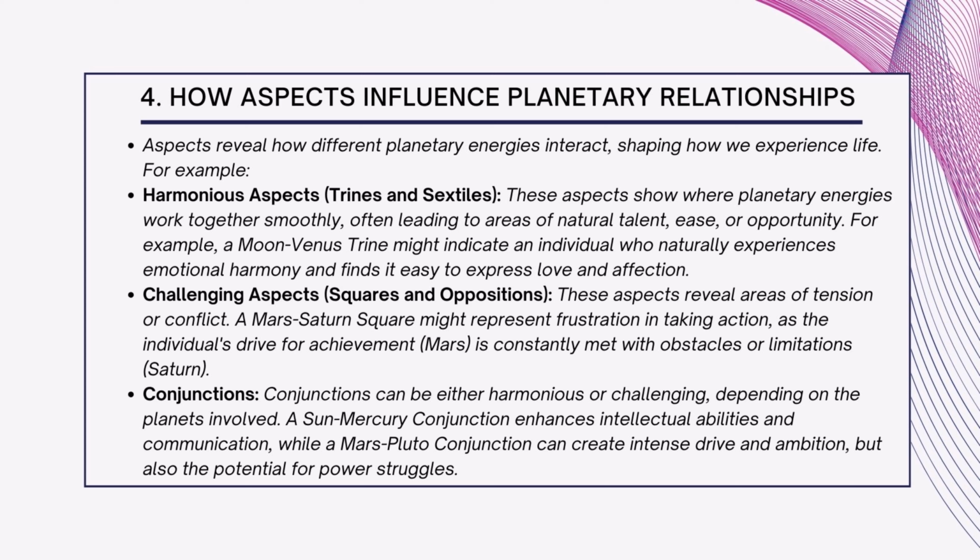Challenging aspects, squares and oppositions. These aspects reveal areas of tension or conflict. A Mars-Saturn square might represent frustration in taking action, as the individual's drive for achievement, Mars, is constantly met with obstacles or limitations, Saturn. Conjunctions. Conjunctions can be either harmonious or challenging, depending on the planets involved. A Sun-Mercury conjunction enhances intellectual abilities and communication, while a Mars-Pluto conjunction can create intense drive and ambition, but also the potential for power struggles.